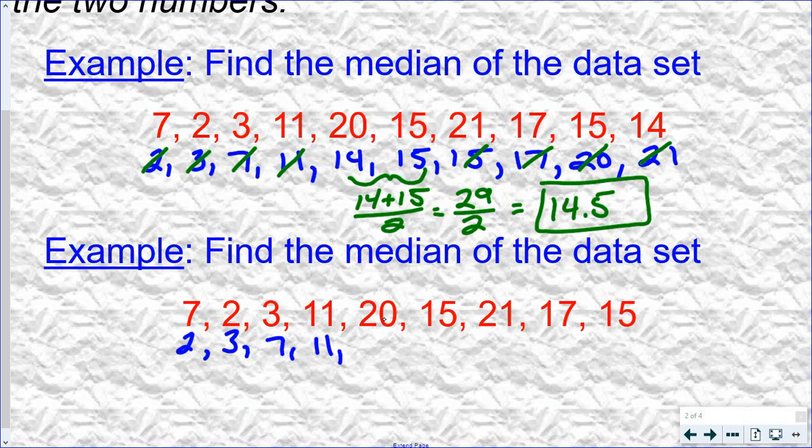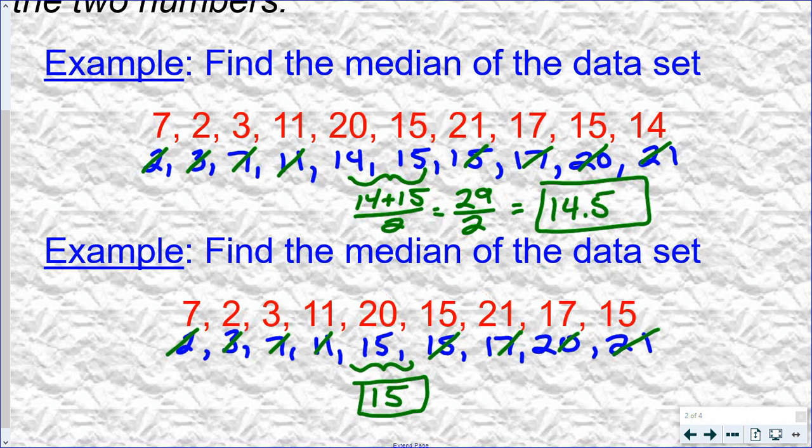Again, it's so easy to miss a number here. So that's why I'm being kind of slow at this, because I prefer not to make a mistake while I'm making this video. So 17, 20, and 21. And so again, I line them up here. And now we'll just cross them off from the outsides, working our way in. So I'm going left, right, left, right, left, right. And in this case, I have just one number in the middle, and that's my median. So 15 is the median, the middle number of this data set.